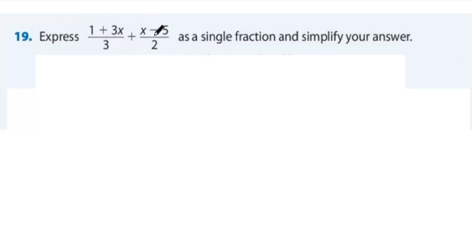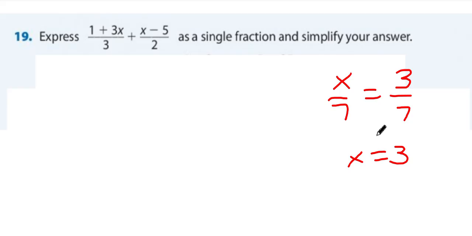A solve question means you can't get rid of the bottom. You can only get rid of the bottoms when it's a solve question. So imagine I said x over 7 equals 3 over 7. What would you all tell me x is? The 7s are the same, so x has to be 3. So in a solve question, you're allowed to get rid of the bottoms.